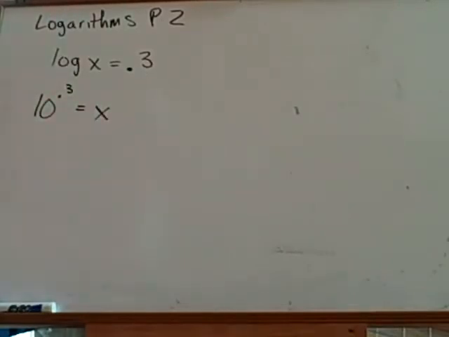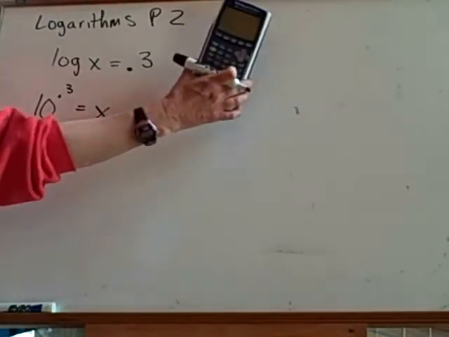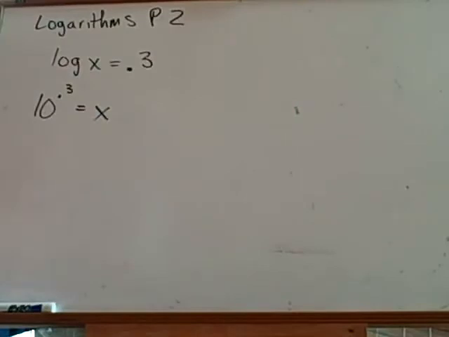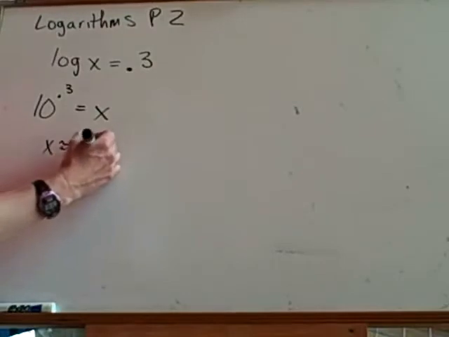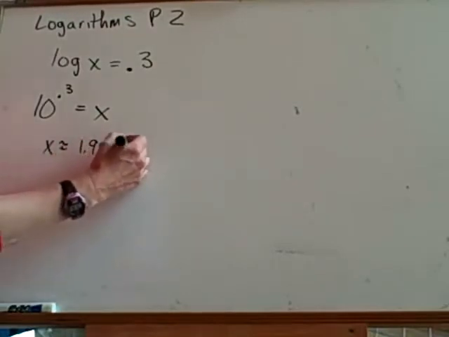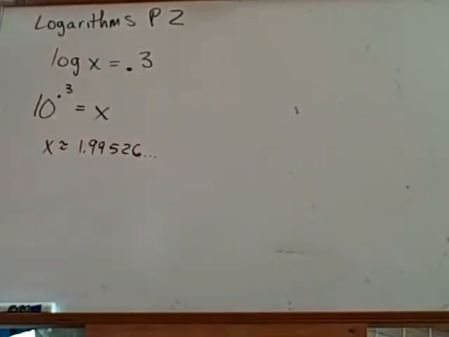Get it right. Now the way you're going to do this is you're going to take this lovely calculator and plug in 10, raise it to the 0.3, and you get some big honking number, and we're going to say x is approximately, because we're going to have to round it, 1.99526, and so on. Okay? So far so good? Alrighty.